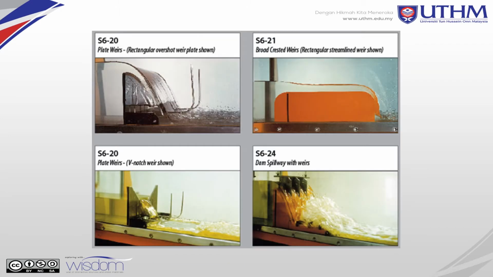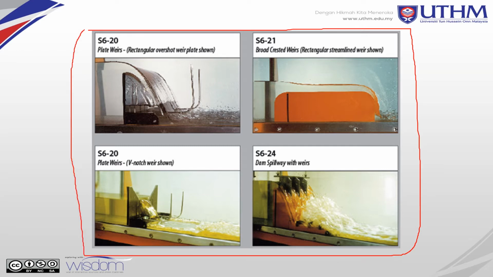This is an example of a control structure using plate weirs, using broad-crested weirs. The V-notch uses plate weirs, and the dam spillway with weirs. All of this is the control section.